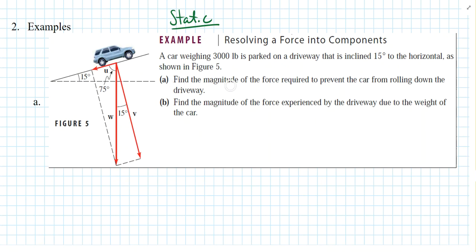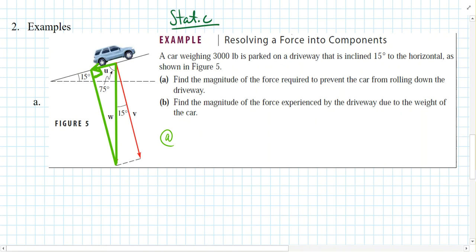So if we're going to answer question A, the magnitude of the force required to prevent the car rolling down the driveway, well, the rolling force that we're experiencing here is the length of vector u, and so we need to calculate that, and we can do so by imagining the triangle that's built right here. Now it's upside down from our current perspective, but if you rotate your paper, hopefully you can see this.